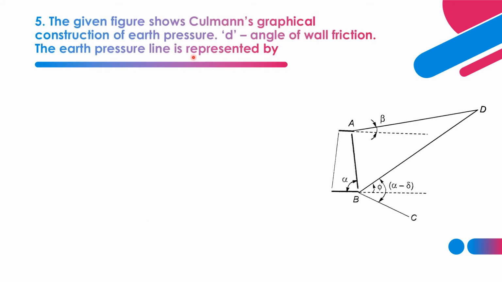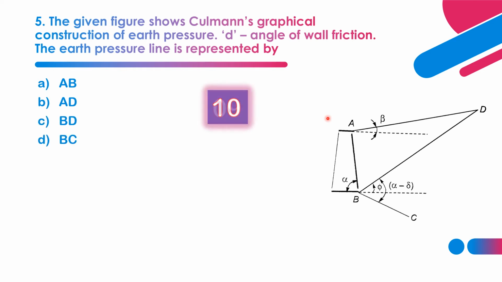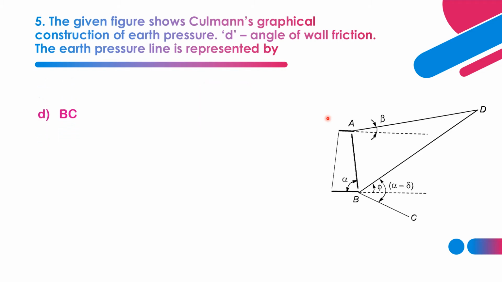The given figure shows Culmann's graphical construction of earth pressure, and delta is the angle of wall friction. The earth pressure line is represented by which line? Whether it is AB or AD or BD or BC. So which line represents the earth pressure line? That we shall see now. Here the answer is option D, BC.